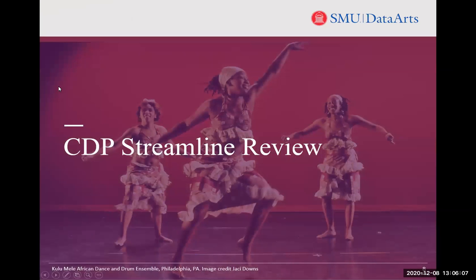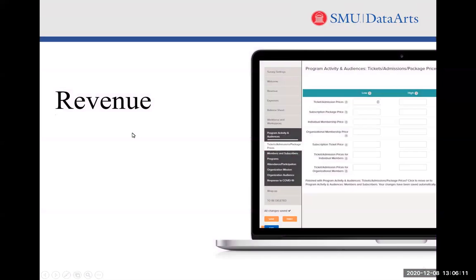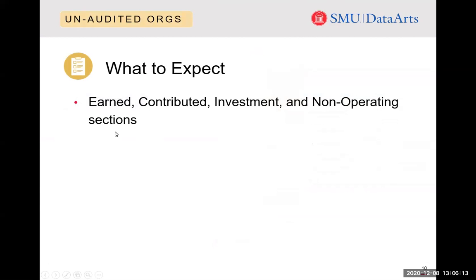So let's begin our walkthrough and review of the Streamline survey. We are going to start with revenue. And I'm going to start by looking at this section for unaudited organizations only. You'll see me switching back and forth between those two groups. All of you today on this call fall into hopefully one of these two groups, so keep an eye on those tags at the top of the slides to see which organizations I'm addressing when I mention these changes. So what can unaudited organizations expect in the revenue section of the new survey?